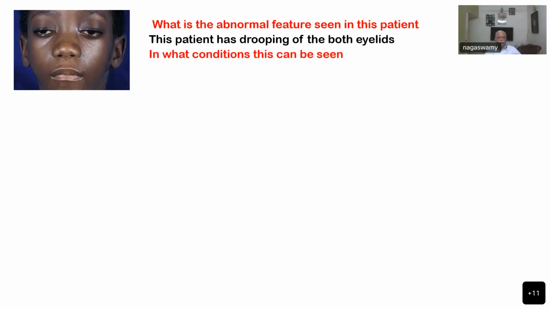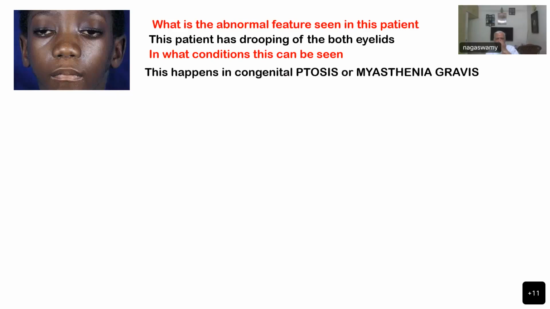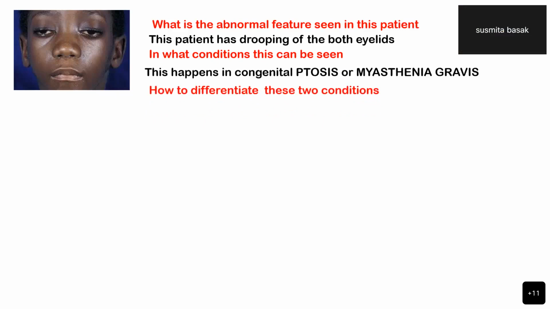I have not read anything like that. Can it be congenital? Familial? That's a very common thing. This happens in congenital ptosis or myasthenia gravis. It doesn't happen in hypothyroidism at all. Please don't let that happen in the examination. Okay? How to differentiate between these two conditions? In myasthenia, other muscles will also be involved slowly and slowly. Okay. And with fatigue, it will increase.